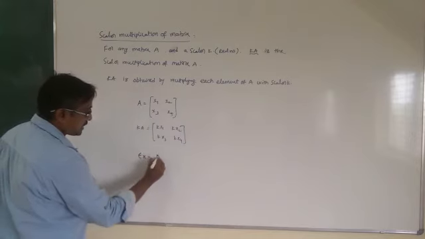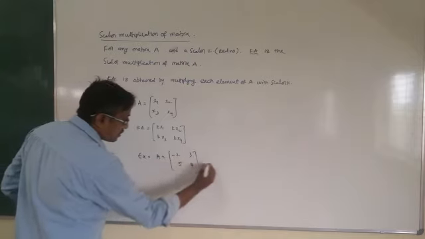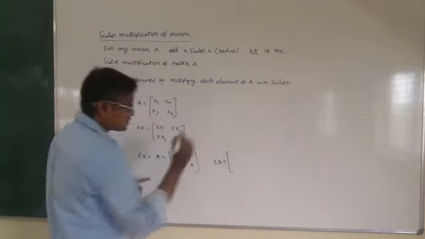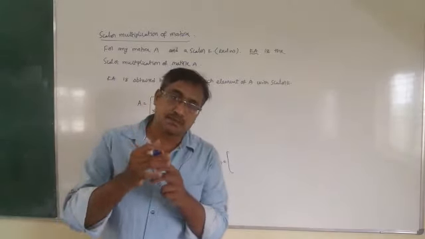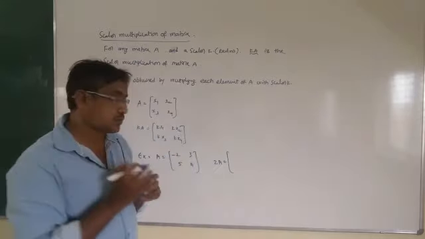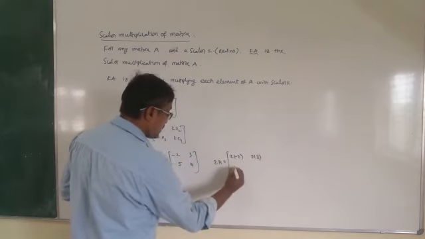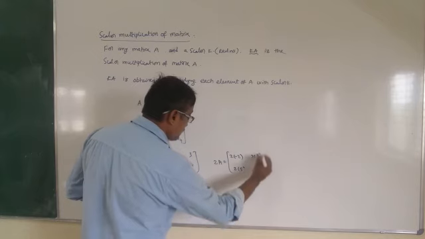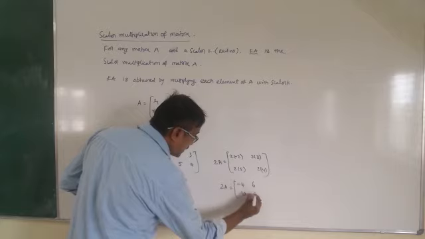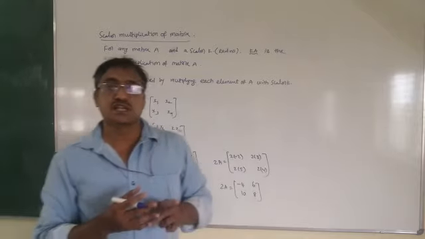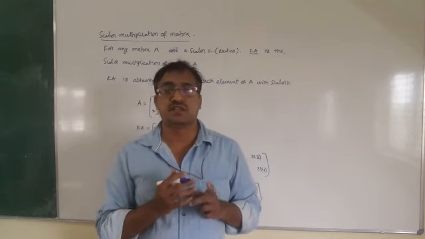For example, let capital A is equal to matrix -2, 3, 5, 4. Now let us find 2A. So to find the matrix 2A, you have to multiply each element of the matrix A with the scalar 2. So you will get 2 into -2, 2 into 3, 2 into 5, 2 into 4. So 2A will be -4, 6, 10, 8. So this is the scalar multiplication of matrix A. Very, very important.